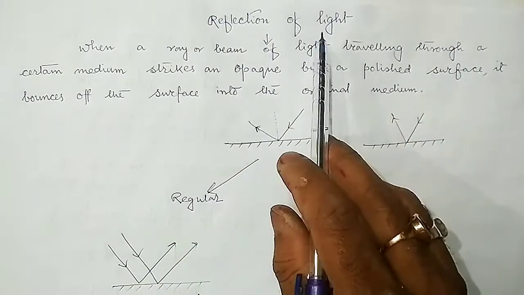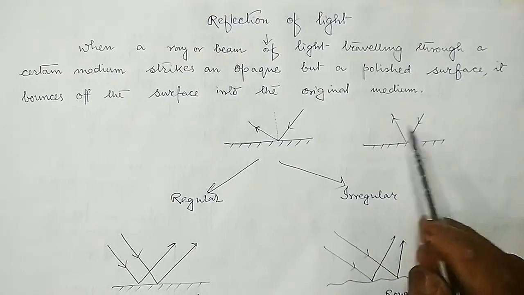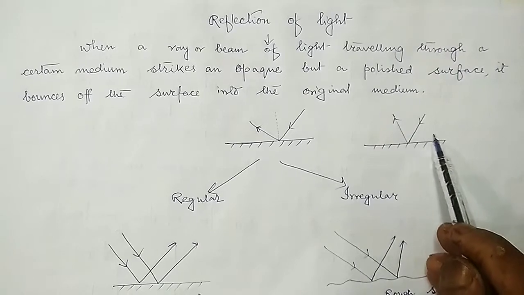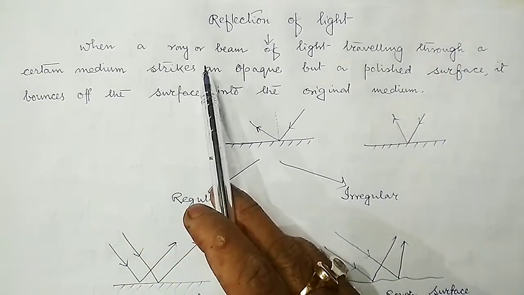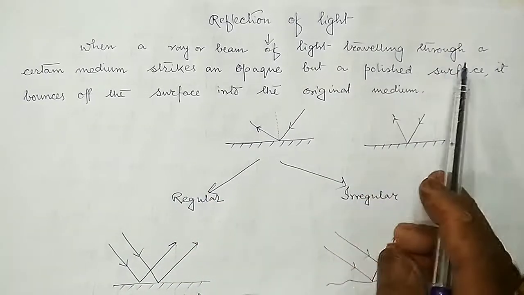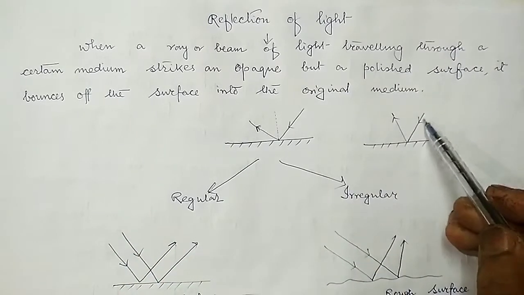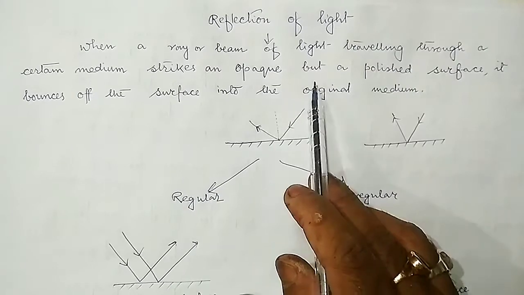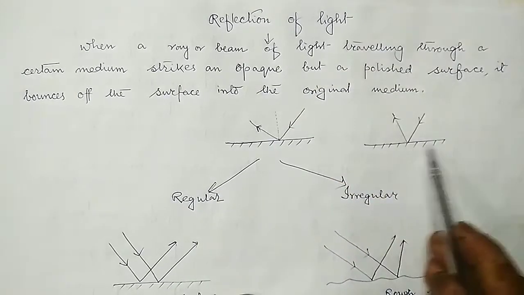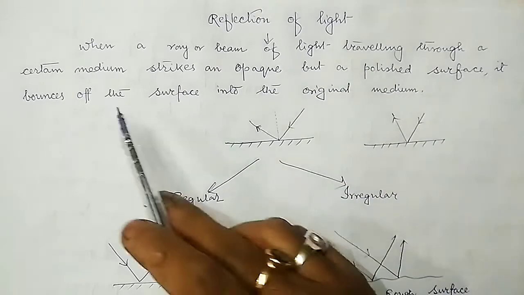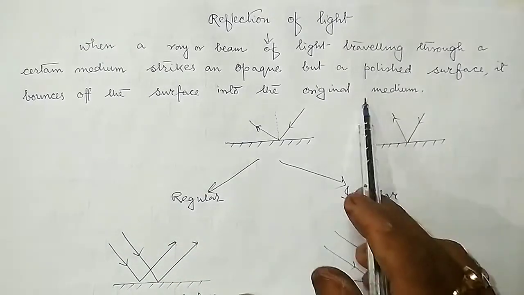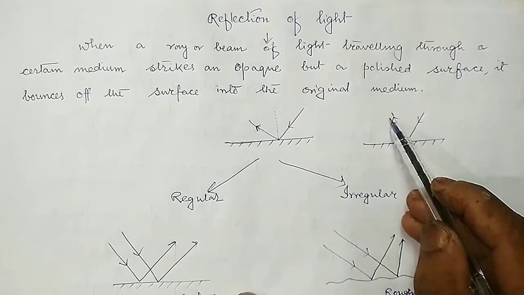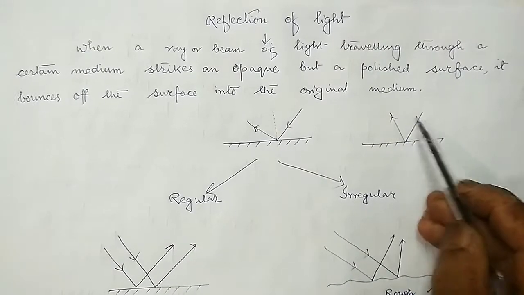Now what is reflection of light? In simple terms, we can say bouncing back of light from the surfaces is called reflection. Definition wise, we can say when a ray or beam of light traveling through a certain medium strikes an opaque but polished surface, it bounces off the surface into the original medium. This phenomenon is called reflection of light.